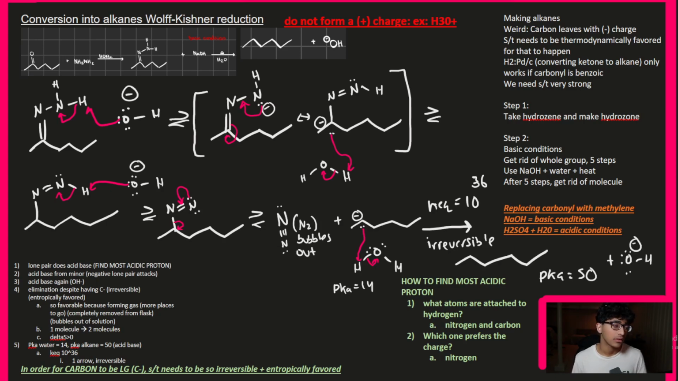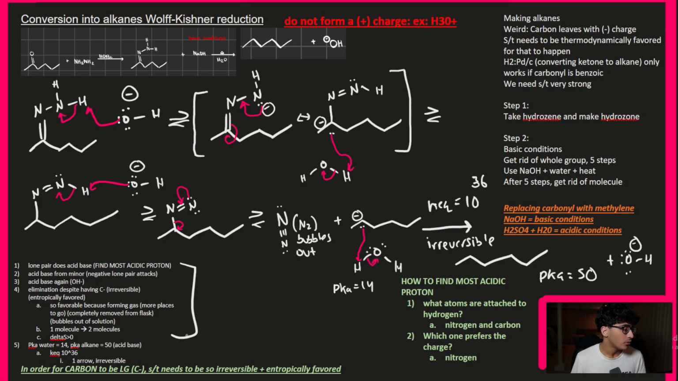Okay, that's it. So I'm just going to go over my little notes that I wrote on the side. This reaction is weird because we have carbon with a negative charge. Something needs to be thermodynamically favored for that to happen. In other exams we learned about H2 palladium over carbon to turn a ketone into an alkane. This one's different. We need something super strong for this to happen. H2 palladium over carbon only works if your molecule is benzylic. We don't have benzylic, so that's why we're not using it.